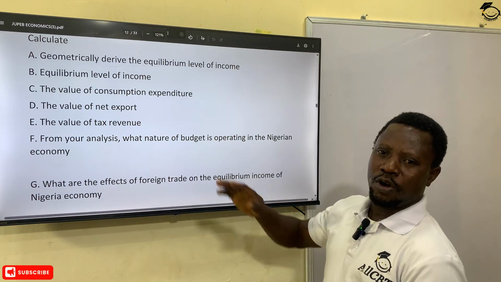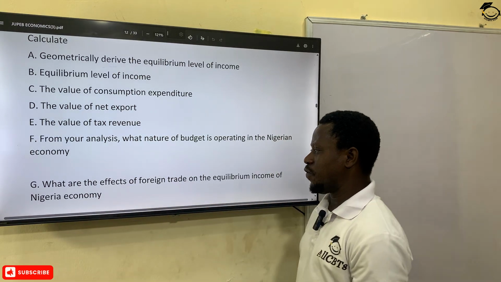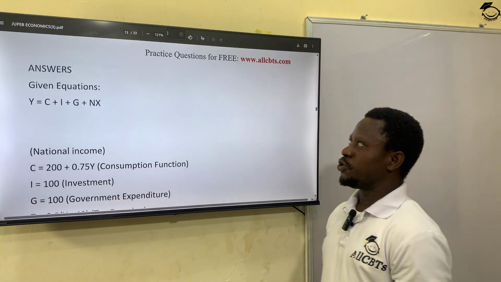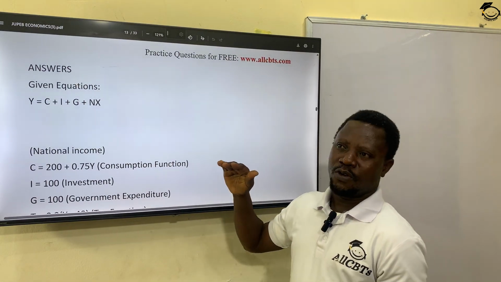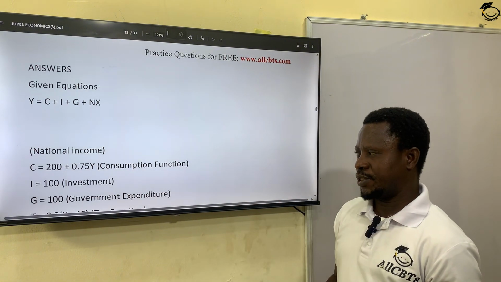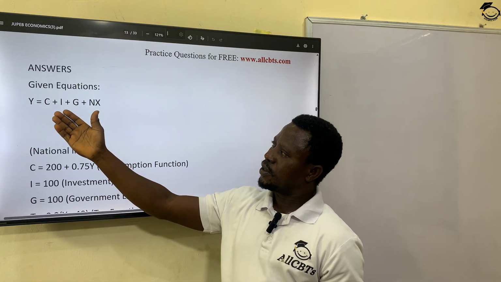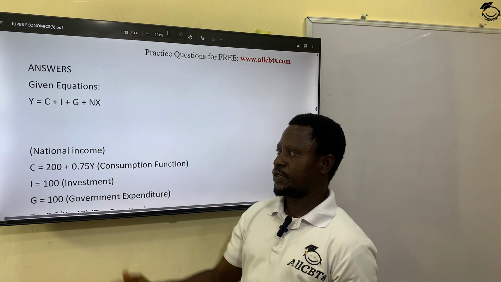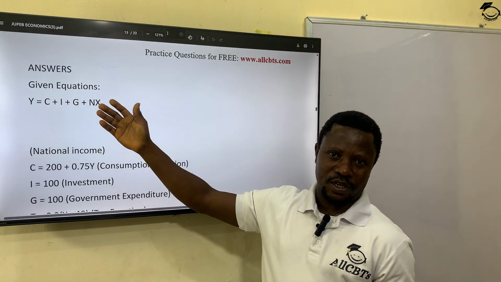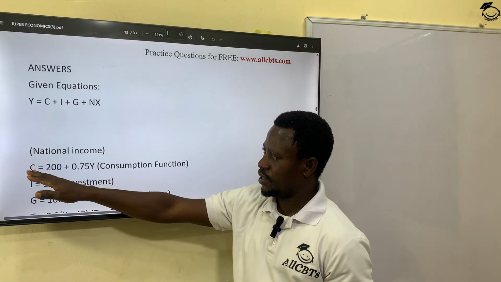So this is typical of the Nigerian economy. And G, what are the effects of foreign trade on the equilibrium income of the Nigerian economy? So we're going to take each one of them one by one, just as the question stated. Now, just to remind us, this was the equation the examiner gave us, all right? And this equation similarly just represents national income, okay? So we start, and this is C. Remember I told you C is consumption.